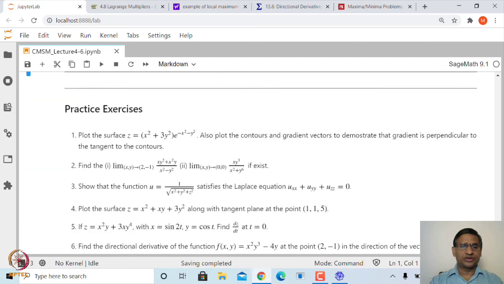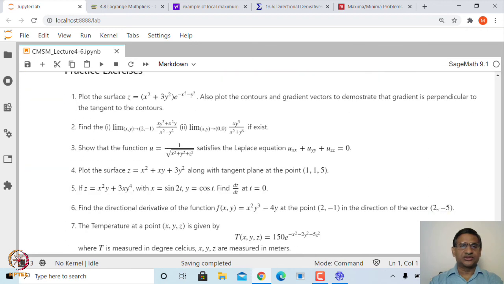Again, let me leave you with a few simple exercises. So the first exercise is, look at this surface, try to plot the contour and gradient, and then demonstrate that the gradient is perpendicular to the tangent to the contours. And these two are to find the limit if it exists. Then show that this function satisfies the Laplace equation. This is a function of 3 variables. Plot this surface along with the tangent plane at this point.